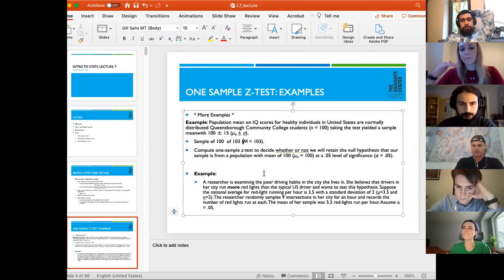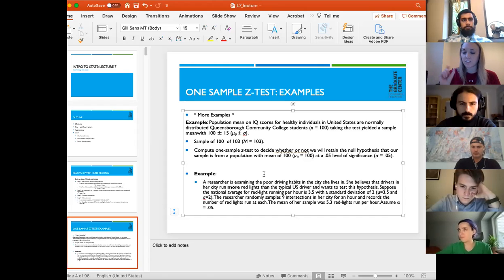Do you remember what the denominator in all of our test statistics is? Standard error, right? Because this is the estimate of the standard deviation of our sampling distribution. The sampling distribution has a standard deviation, and we call that standard error. We estimate that by taking our population standard deviation and dividing by what? Square root of n.